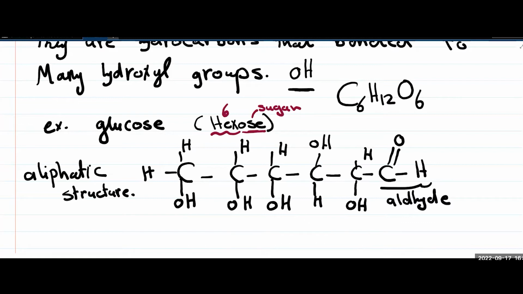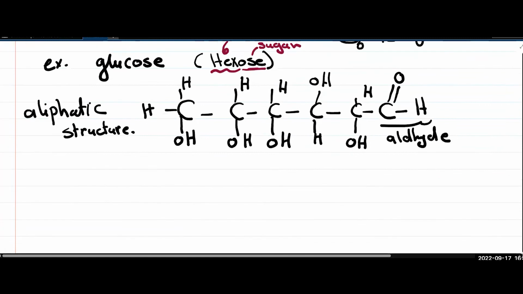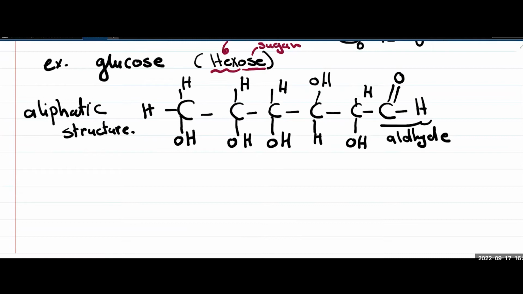Is it clear? Tamam. This is the aliphatic structure of glucose, but usually we are not handling that structure of glucose. Usually we are using the ring structure of glucose, which is easier to use and handle if you talk about the reactions of glucose and all of that. Okay, how can I draw the ring structure of glucose?